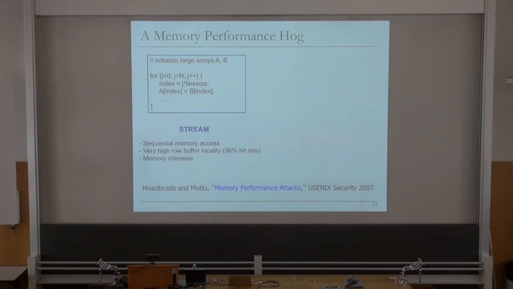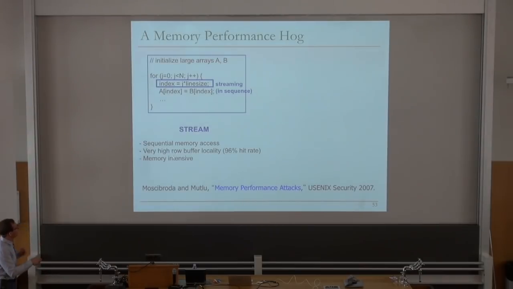This is one part of the program, stream copy. Basically, you're copying one large array into another array, and you're streaming through that. Every access you do is sequential: location 0, location 1, location 2, and so on, in sequence. But we made sure that this program is extremely memory intensive. We didn't access at a word granularity, but we made sure that each access is to a different cache block, such that you miss in the caches. So caches are ineffective for this program.